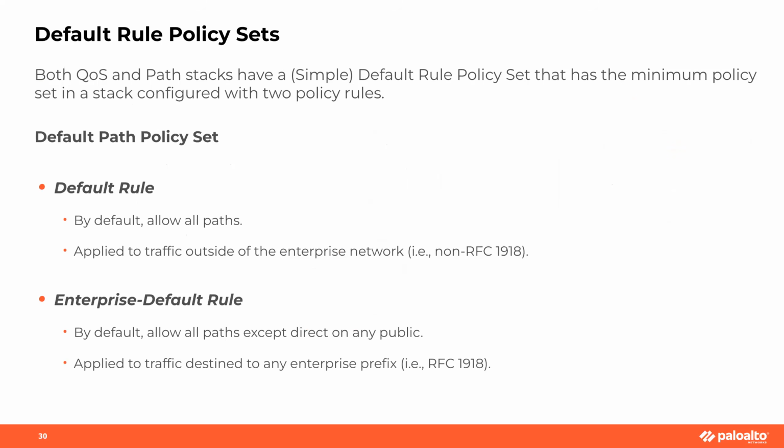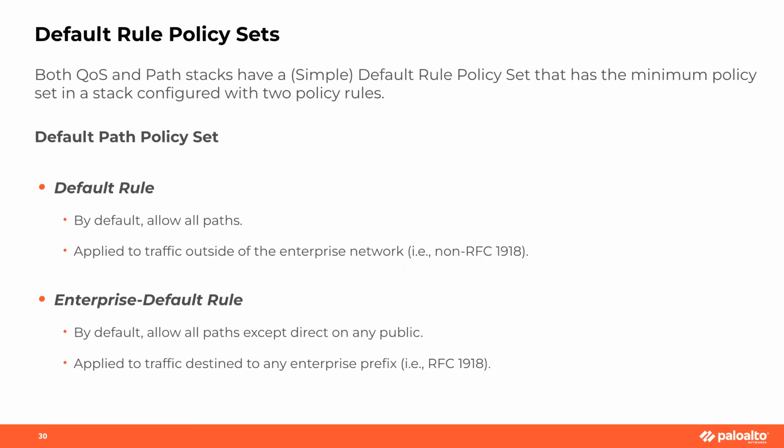So default rule policy set. I briefly touched on this, and we'll just reiterate it to ensure that you understand. So there's a default rule. This matches traffic that is destined to the internet. For the default policy sets that are configured in Prisma SD-WAN, this essentially would allow all paths. So you have a default path policy that's configured out of the box. It will allow all paths for your default rule, meaning that anything that's destined to the internet could take a DIA path, it could take a Prisma SD-WAN VPN path.